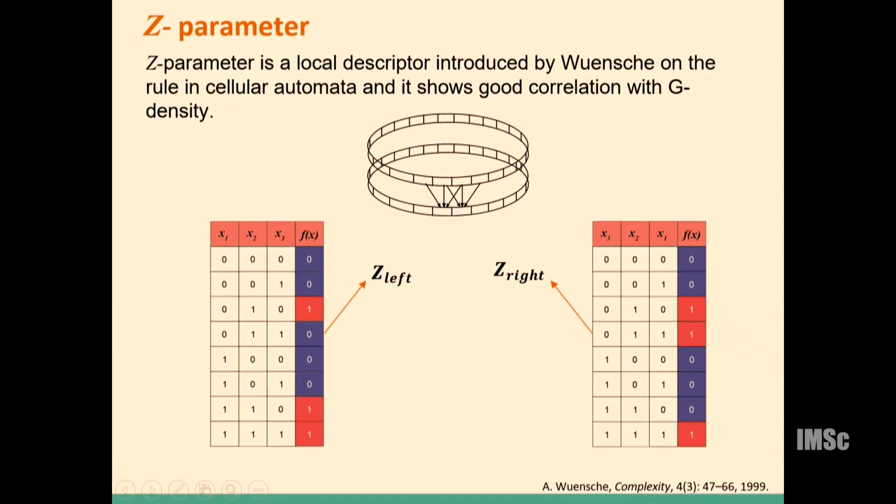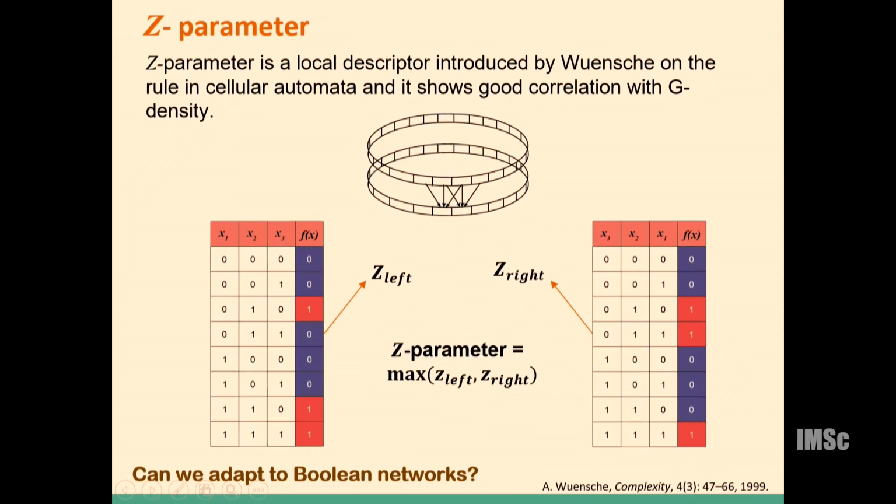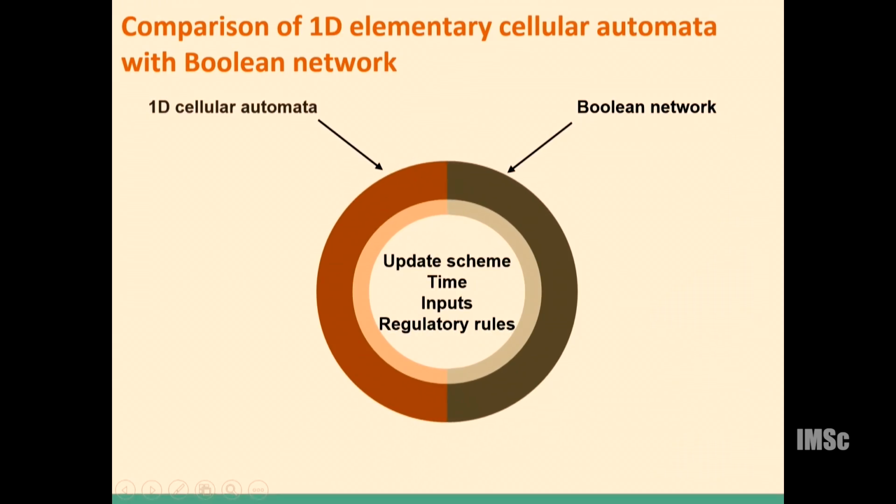It is computed from the rule table directly. One can compute the Z left and Z right, considering the inputs in left to right orientation or right to left orientation. Then one can take the maximum of these two values, and that is the Z parameter for a specific rule. But how do we adapt this in the case of Boolean networks? So we see some challenges.